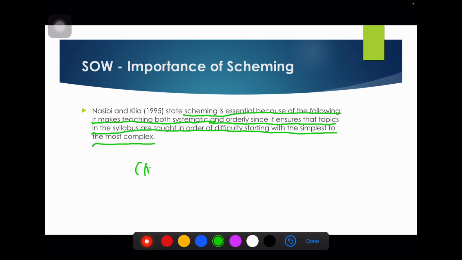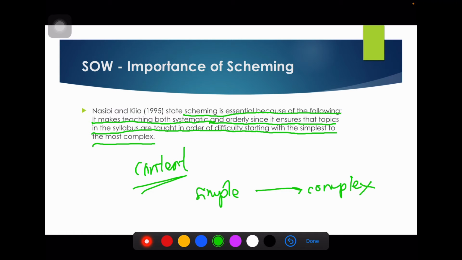So the content of any subject goes from simple to complex. That's why you cannot jump to any chapter that you want. You have to follow chapter 1, 2, 3, 4 until whatever chapter there is, let's say 10. So this is the importance of scheming.